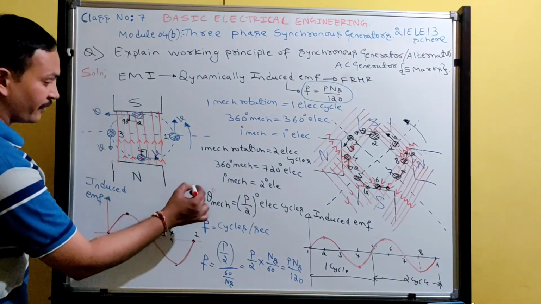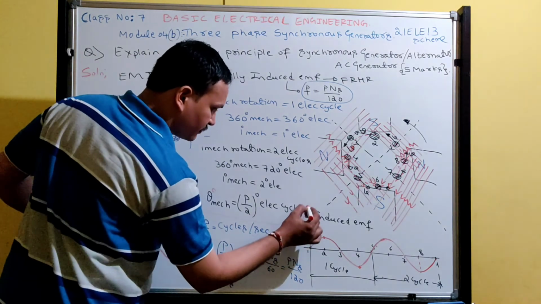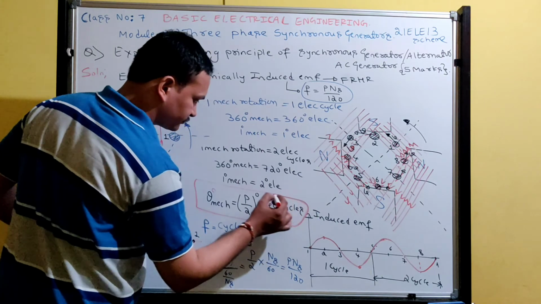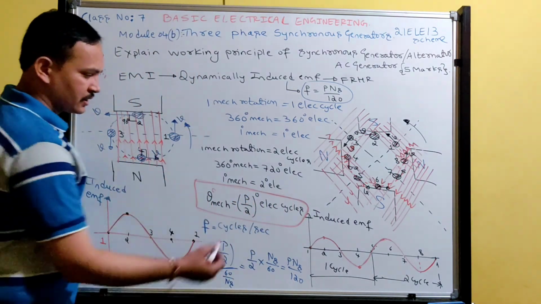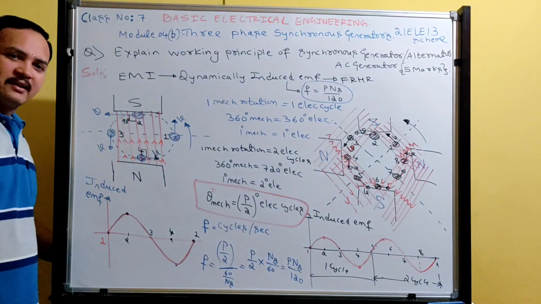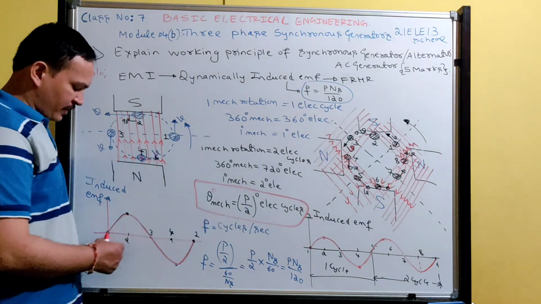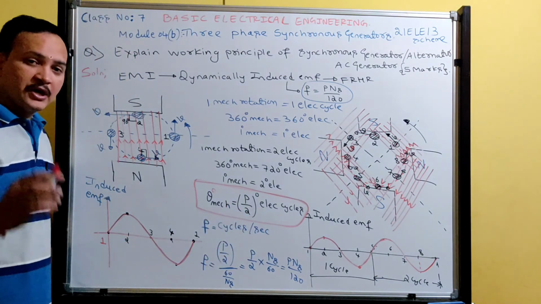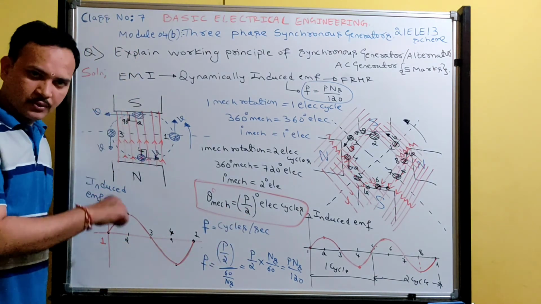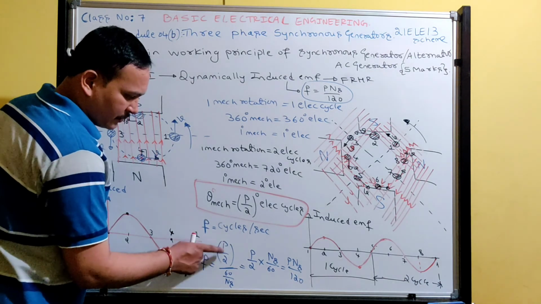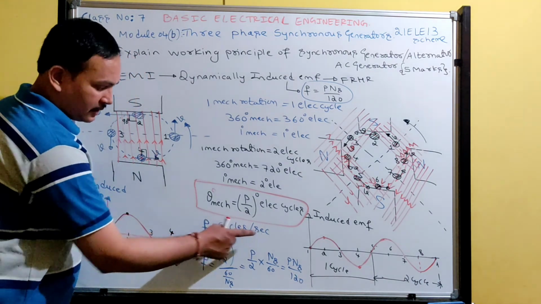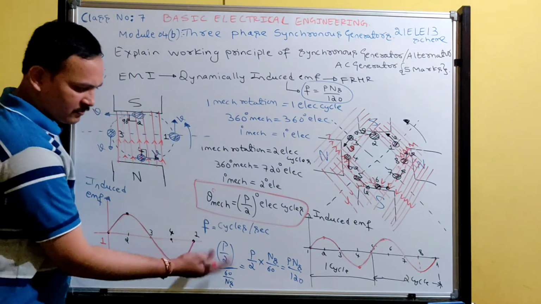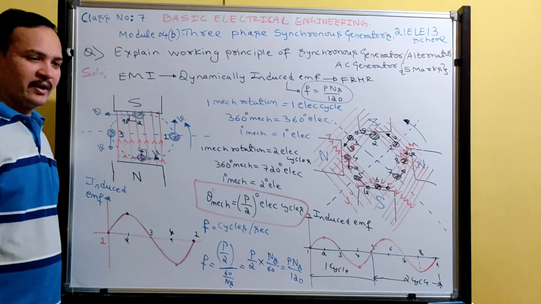And this is very, very important. In general, theta mechanical is equal to P by 2 electrical cycles. Therefore, the frequency of induced EMF is given by F in cycles per second. Assuming the conductor rotates one revolution, in one revolution we get P by 2 electrical cycles, and the time taken to complete one rotation is 60 by ns. Simplifying that, we get P_ns by 120.